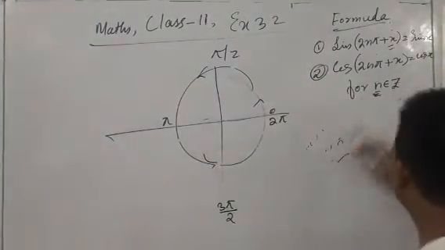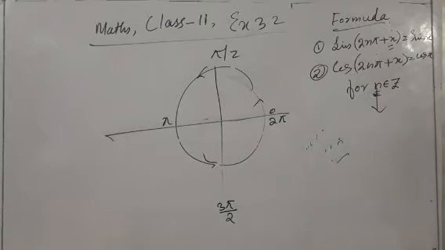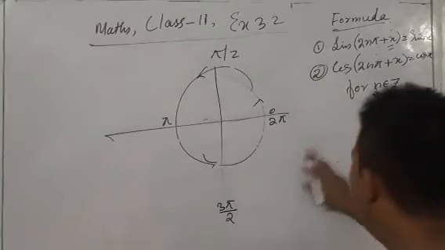So this n is talking about the number of rotations. Number of rotations. Okay. Okay, fine.